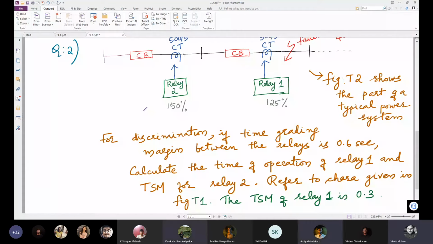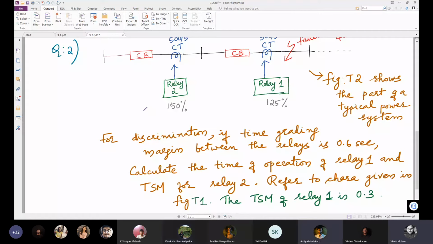Then for relay 2, time of operation of relay 1 plus time margin equals actual time of operation of relay 2. What is that? It was 0.9, right? Time of operation of relay 1 was 0.9 plus 0.6 time margin. It is 1.5 seconds.